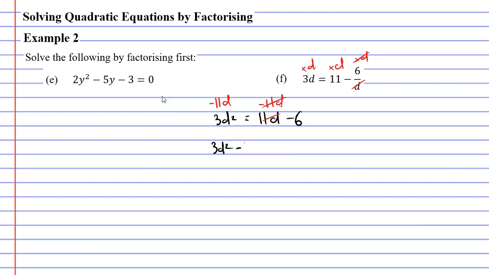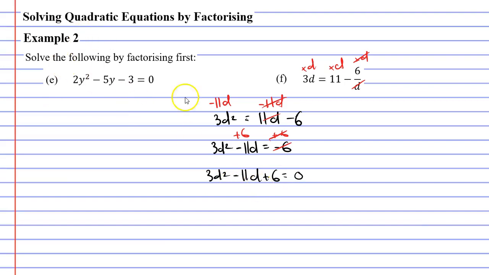3d squared minus 11d equals negative 6. And now we add 6 to both sides of the equal sign, like so, giving us 3d squared minus 11d plus 6 equals 0. Now we've got a non-monic quadratic.